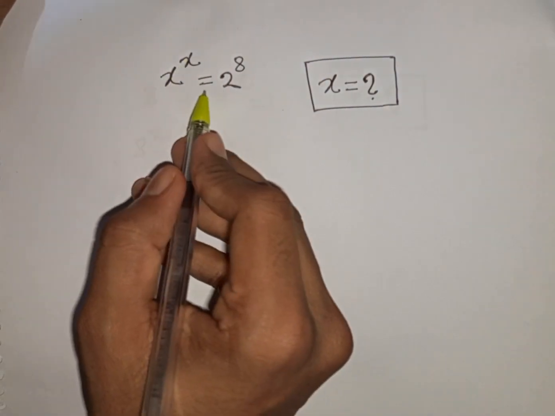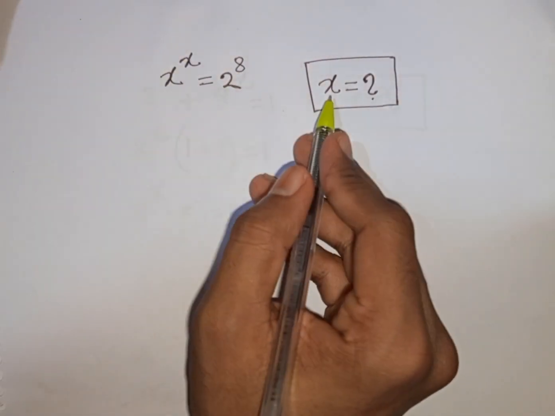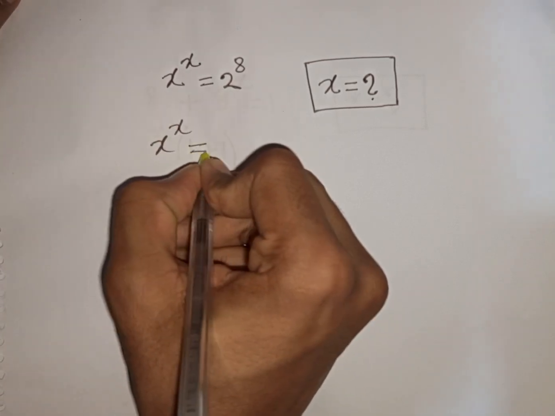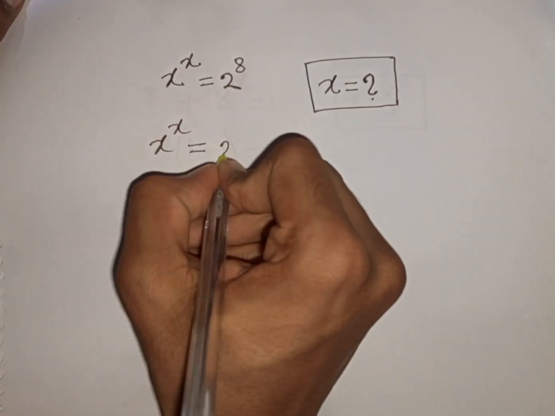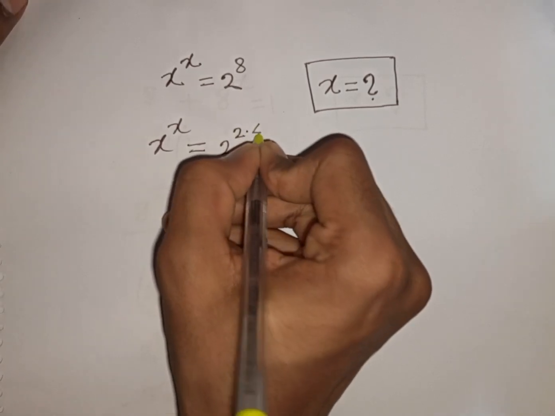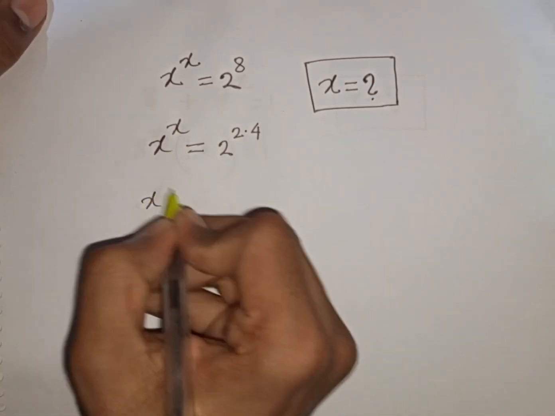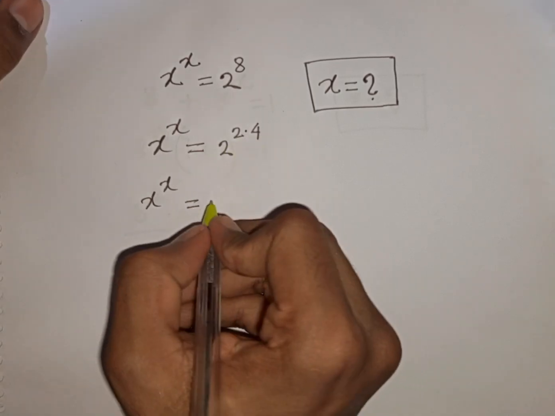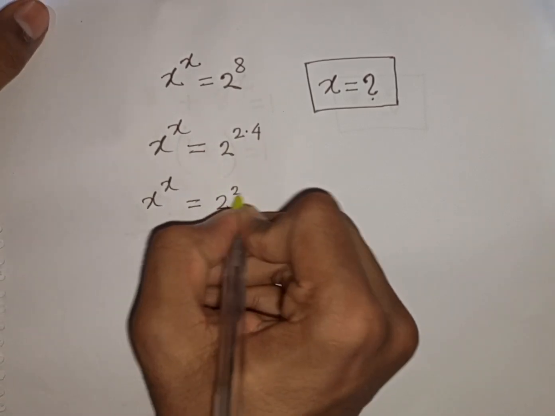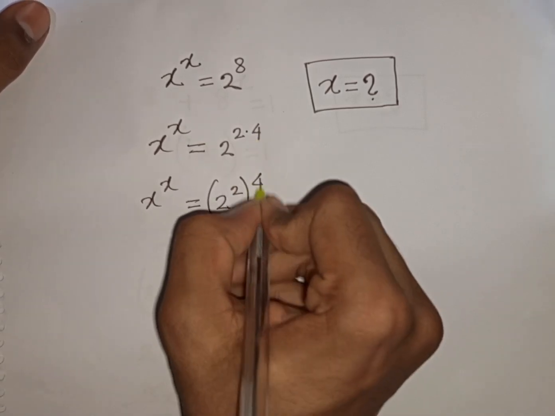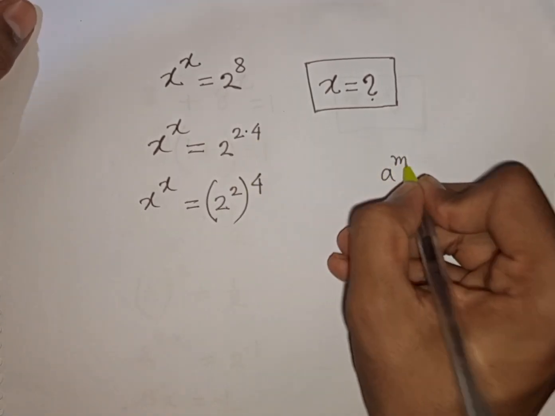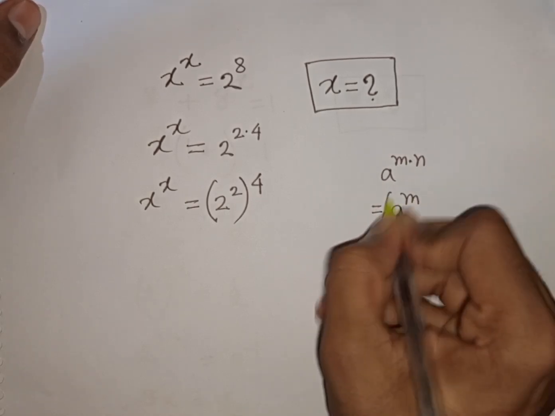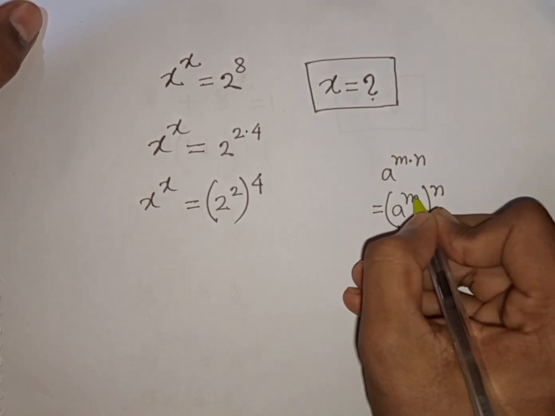x power x is equal to 2 power 8. What is the value of x? So we have x power x is equal to 2 power 8, which can be written as 2 power of 2 times 4. Now 2 power of 2 times 4 is the same as 2 power 2, then bracket power of 4. According to this rule, a power of m times n is equal to a power m, bracket power n.